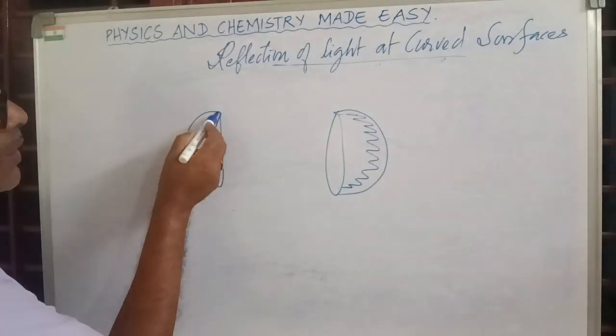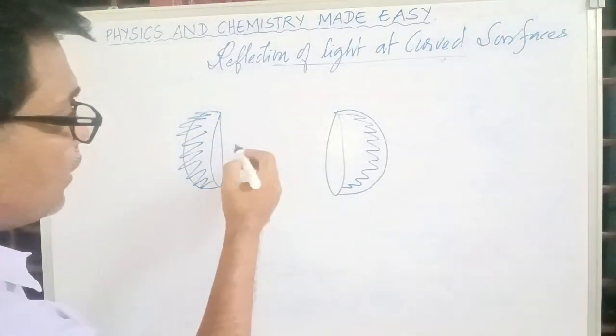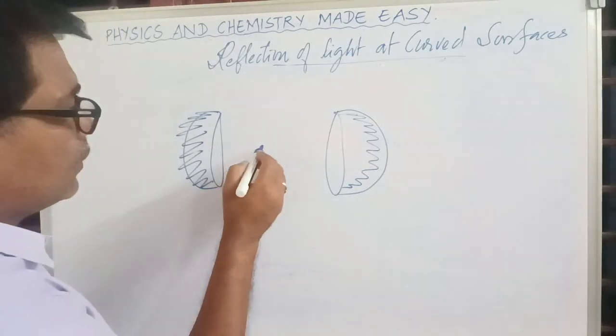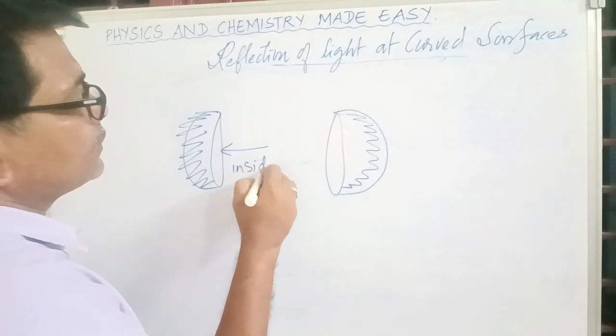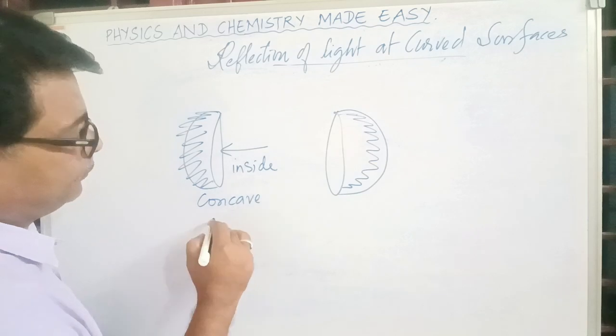Now for this, let us color outside, we have given the outside coating. So the reflecting surface means the surface where the image forms. This is inside, the reflecting surface is inside. Therefore this is called a concave mirror.